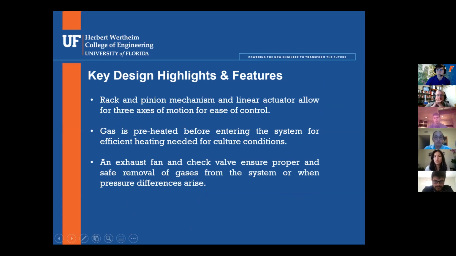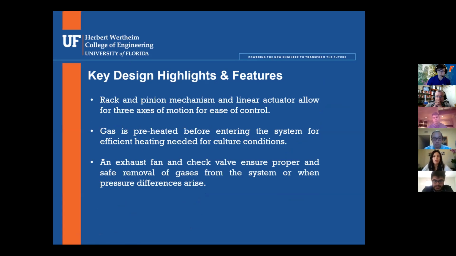So for ease of control around the system, we have a rack and pinion mechanism in the liquid transport system that allows for X and Y axis motion, which was shown above. And a linear actuator in the liquid handling system provides Z-axis motion for ease of control around the system.